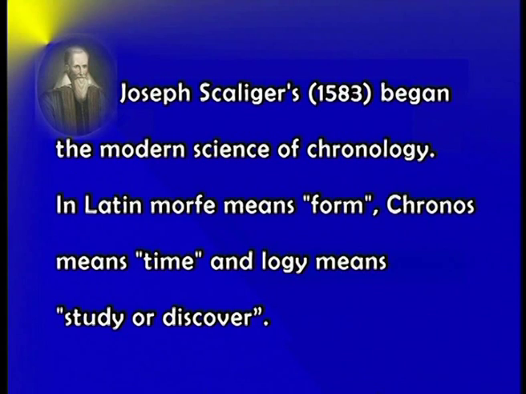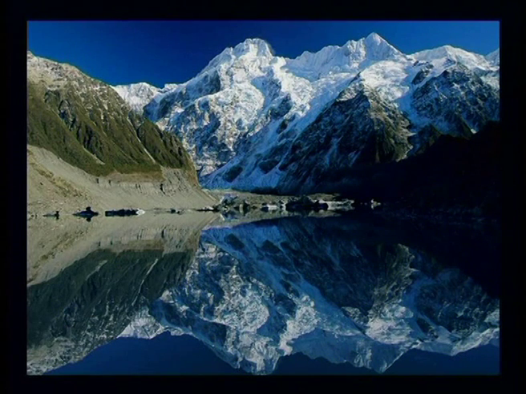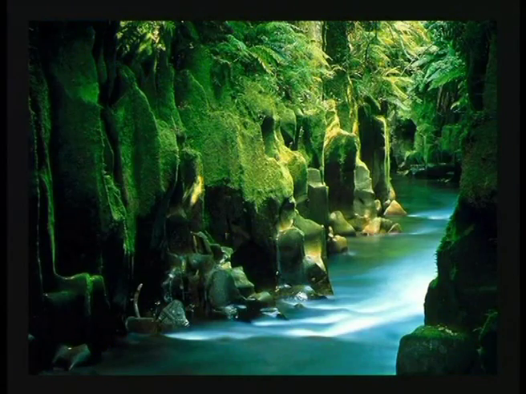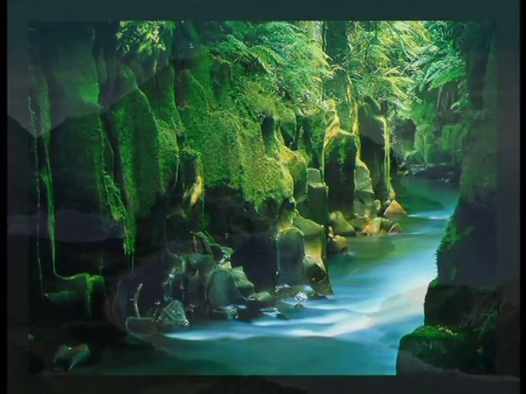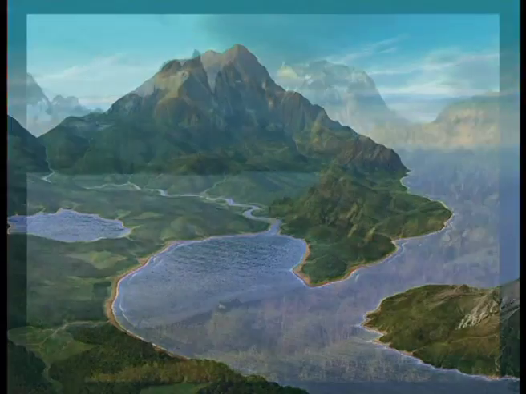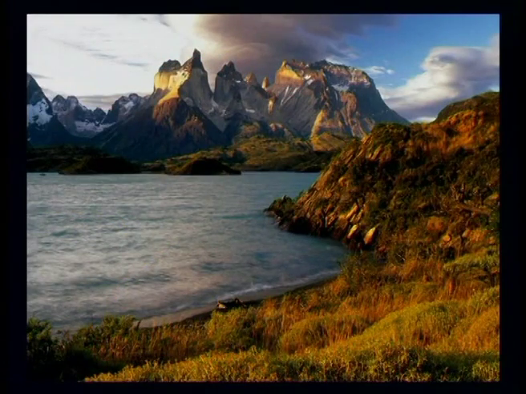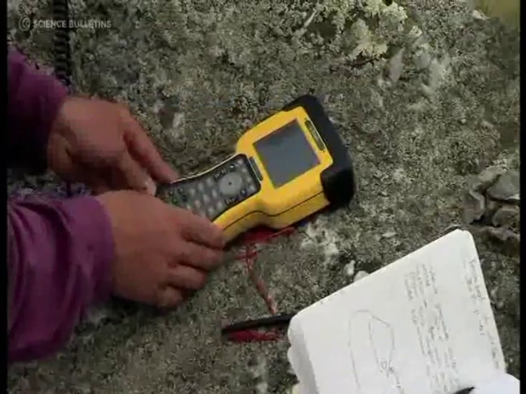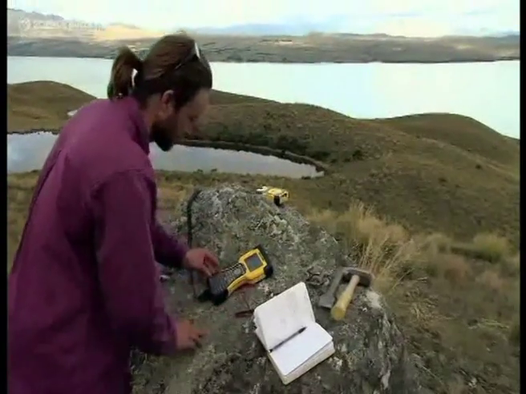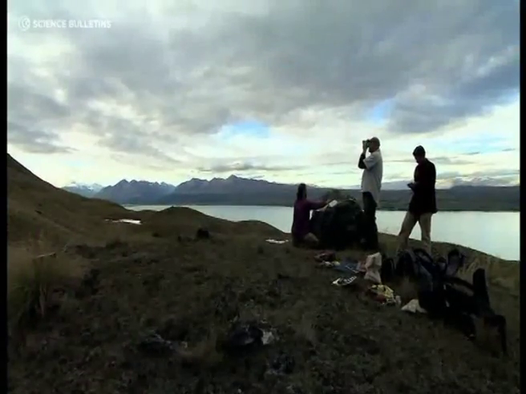Joseph Scaliger in the late 15th century began the modern science of chronology. In Latin, morpho means form, chronos means time and logy means study or discover. Morphochronologists seek to understand why landscapes look the way they do, to understand the landforms, their history and dynamics. They predict future changes through a combination of field observations, physical experiments and numerical modeling.